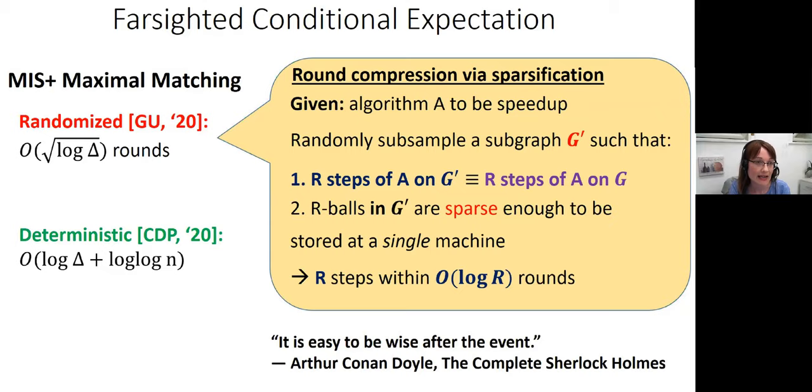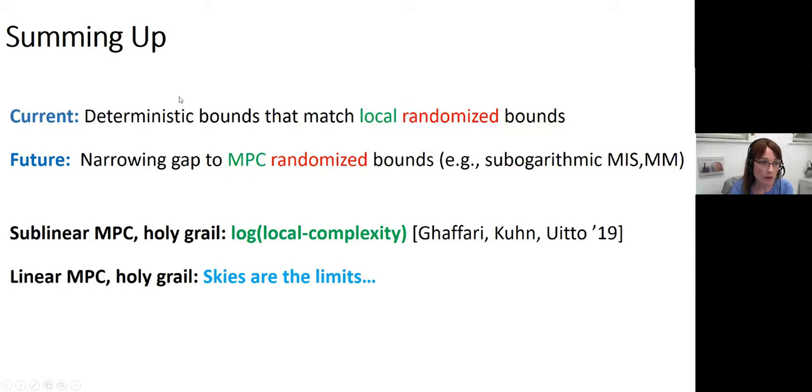Okay, so to sum up, currently for at least most classical algorithms, we do have deterministic bounds that match the local randomized bounds. But in the future, we would really want to narrow the gap between the randomized MPC complexity and the deterministic MPC complexity. For the sublinear MPC, the holy grail should be something like log of the local complexity. This at least should be indicated by Ghaffari, Kuhn, and Uitto.